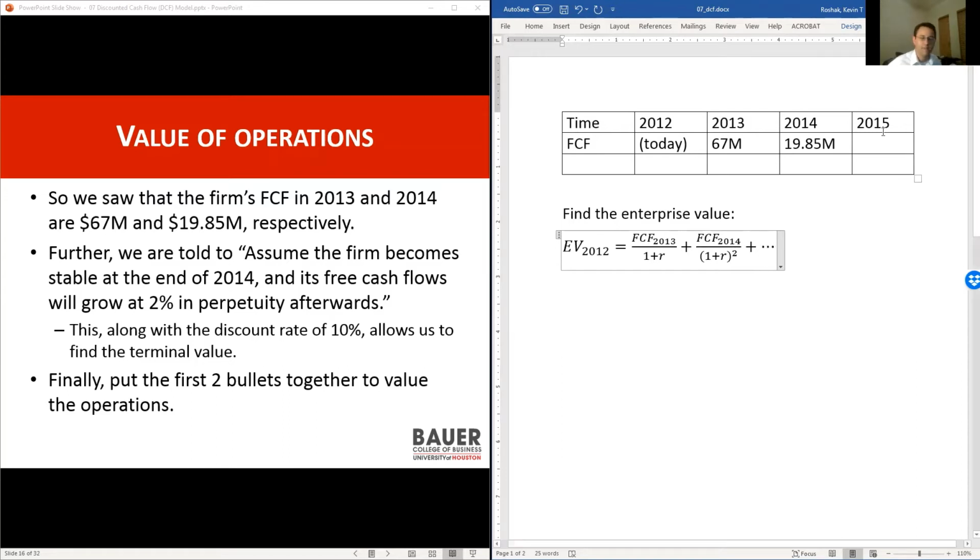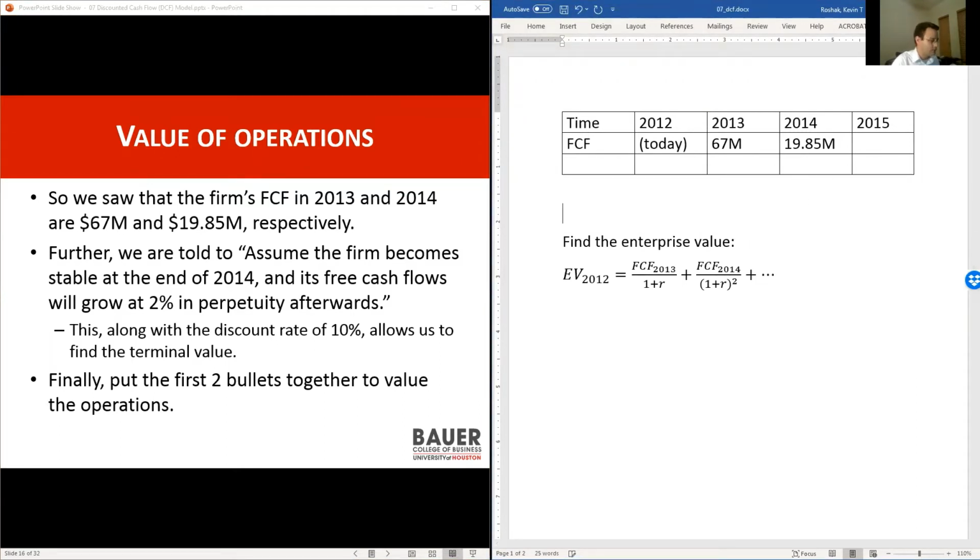Then we have this issue of what happens next. We didn't solve for the free cash flows in 2015, 2016 forever, so we have to do something about that. That's what this second bullet point is telling us. We're going to assume that the firm is stable at the end of 2014. The free cash flows are going to grow at 2% thereafter. We're going to combine that with our discount rate of 10% to get a terminal value. We have the long-term growth rate of 2%.